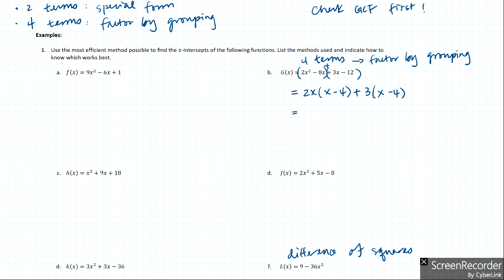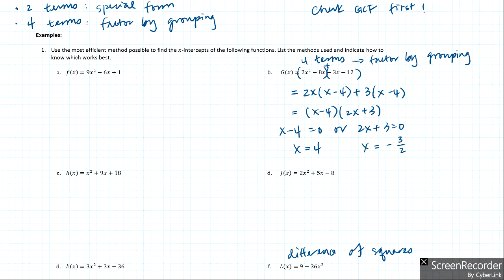Now to put everything together, both contain x minus 4, so we can have x minus 4 times 2x from the first group, positive 3 from the second group. And that's how we can get the factored form. Once we have the factored form, we can identify x minus 4 equal to 0 or 2x plus 3 equal to 0. And here we get x equal to 4, or x is equal to negative 3 over 2.